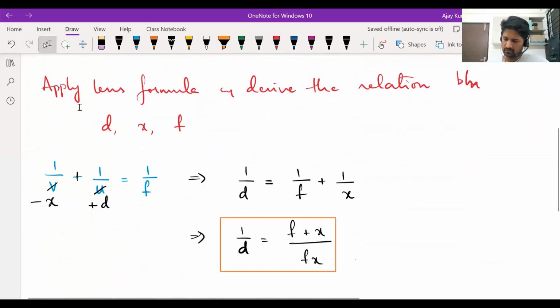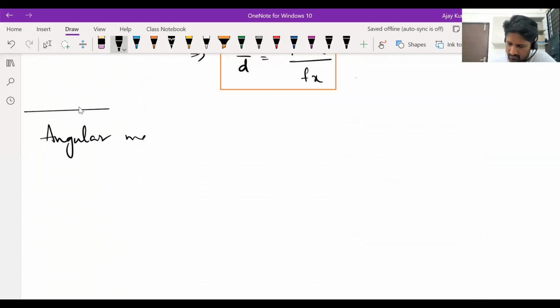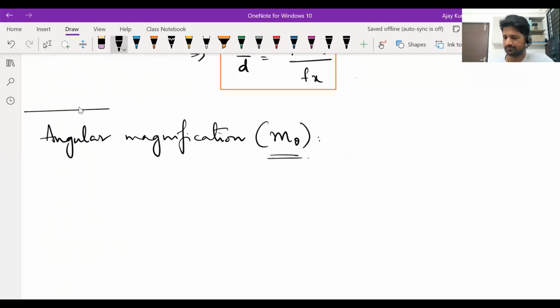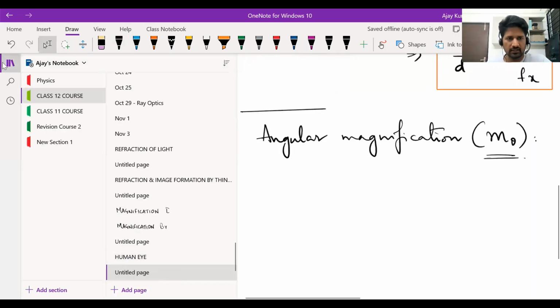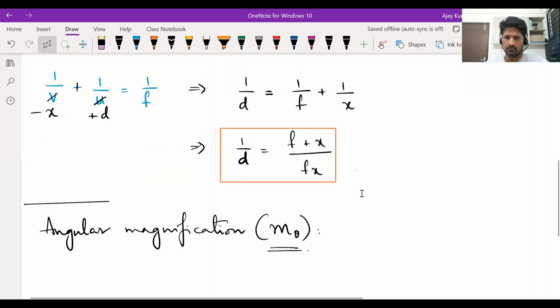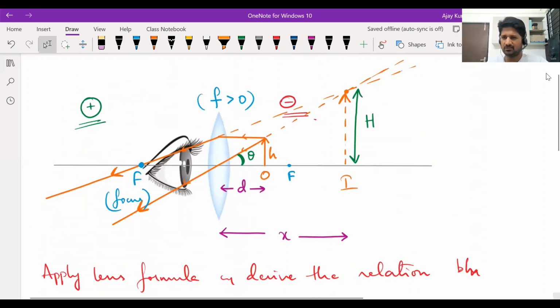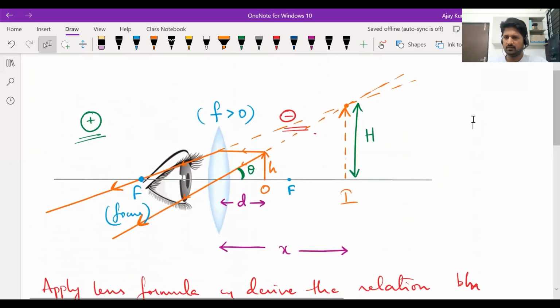Can you quickly tell me what is angular magnification? We had discussed this in the last class. Angular magnification produced by a microscope. Okay, let's revise this once again, sir. The magnification is the angle of the image by the angle of the object, right? No. This is where most students make a mistake.